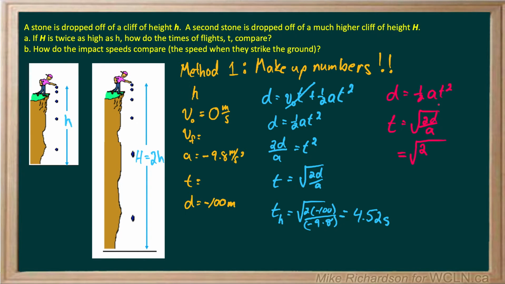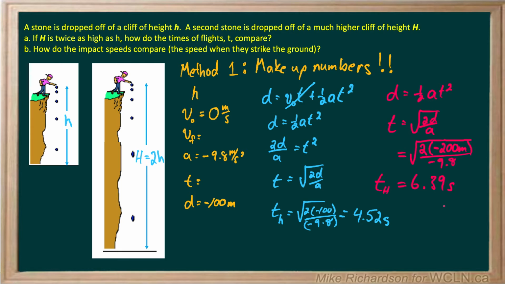Well, what's the question saying? The height capital H is twice as high as what you said little h was. If I set little h as 100 meters, we know that big H is now 200 meters. Now I have to put the negative in because it's falling. We're going to stick to our rules. And then I divide it by negative 9.8. And then I get my answer. The time of flight for big H is 6.39 seconds.